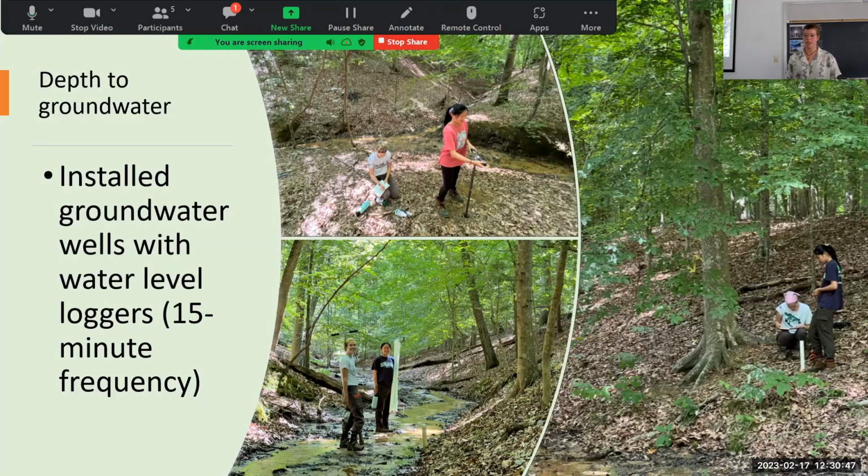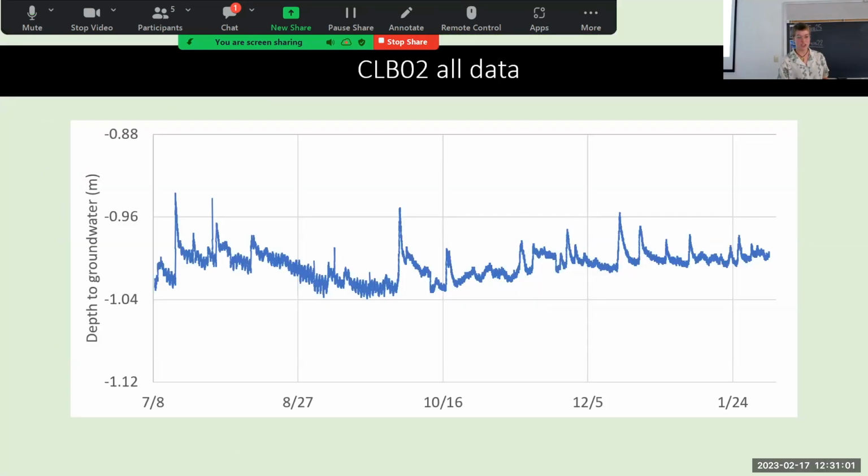To figure this out, Jenny and I all summer dug holes and installed these groundwater wells with water level loggers logging every 15 minutes continuously from July until January.